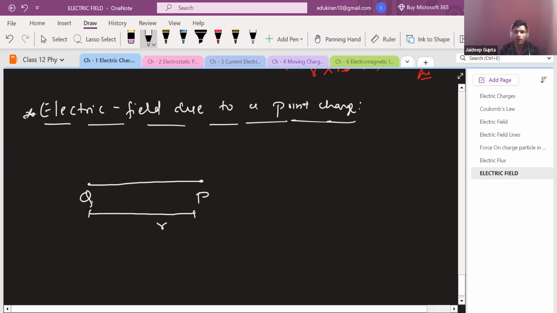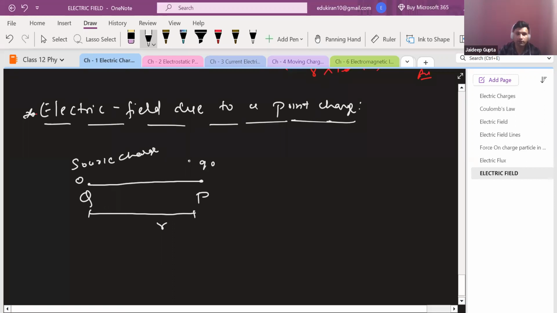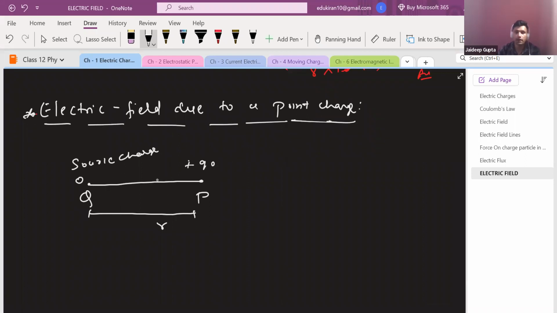So let capital Q be a source charge located at origin. Now, due to this charge, we have to calculate the electric field at point P at a distance R. So assume a small positive test charge is located at point P. Now, Iram, just let me know, what is the direction of the force exerted on the small q naught? Towards right or left? Towards right.